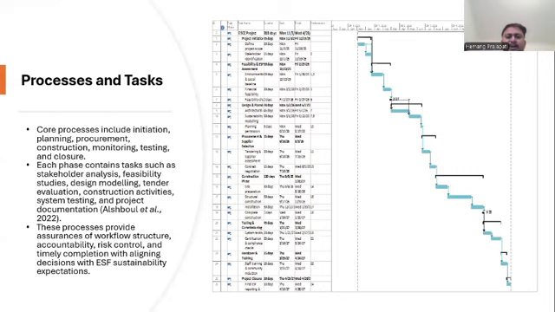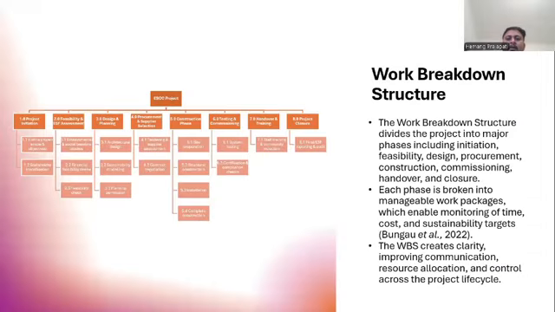The processes and tasks are included in this, which showcases the phases of the entire project development process. However, several tasks include design, evaluating, initiation, construction activities, testing, and project documentation process. Therefore, this process indicates workflow structures along with risk control and system testing alignment with the ESG consideration.